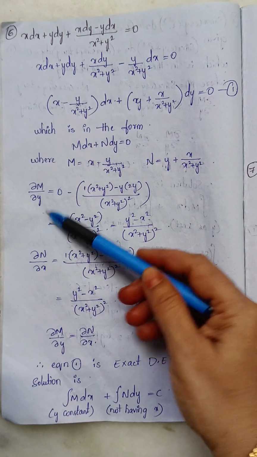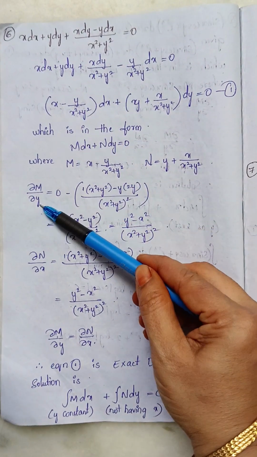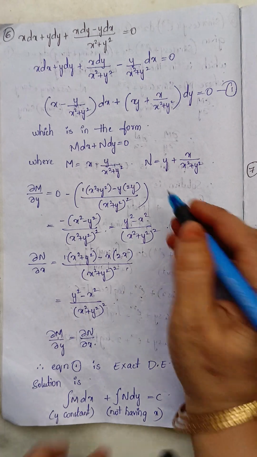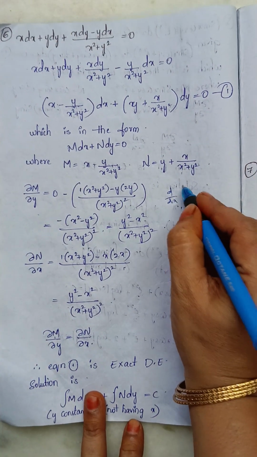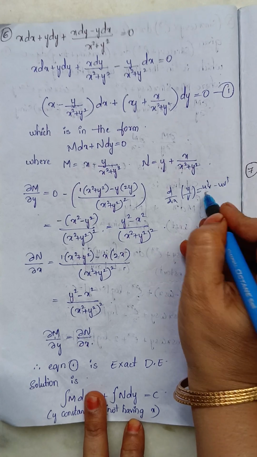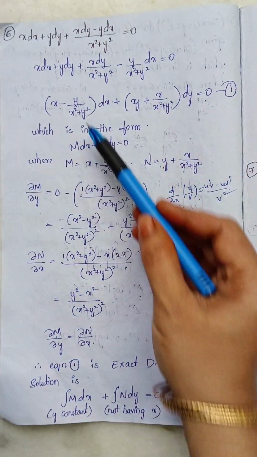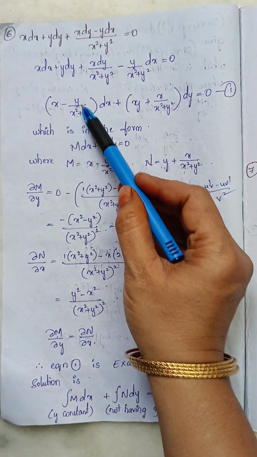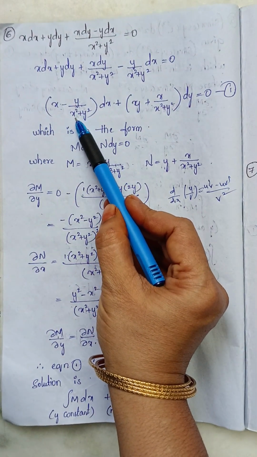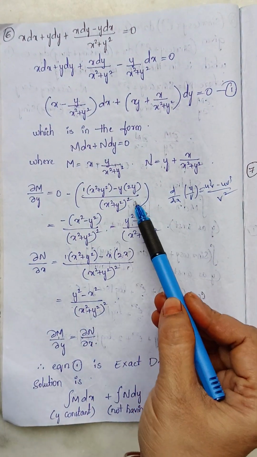Now del M by del y: with respect to y, x is a constant whose derivative is 0. Minus, with respect to y, here it is y, it is in u by v form. So d by dy of u by v is u dash v minus u v dash by v square. U dash, the derivative of y with respect to y, is 1, into v as it is, minus u as it is, v dash with respect to y, here the constant's derivative is 0 and y square's derivative is 2y, by v square, the whole square.